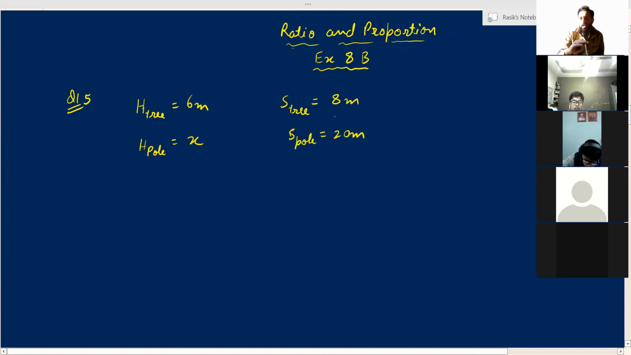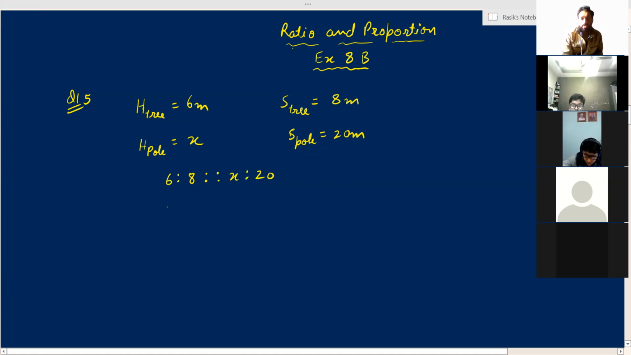So at the same time, whenever you see, if there is a small object, the shadow is small. If there is a big object, the shadow is big. Am I right or not? If at the same time you compare, the bigger the object, the bigger its shadow. Am I right or not? So that means the shadows are proportional. The shadows of objects are in the same proportion. So that means we can use this concept: 6 is to 8 as x is to 20. Understood?